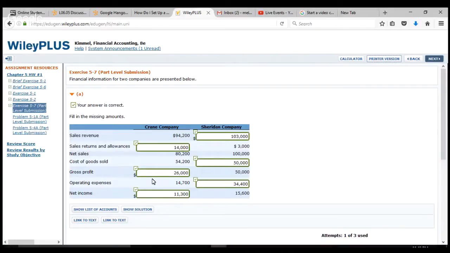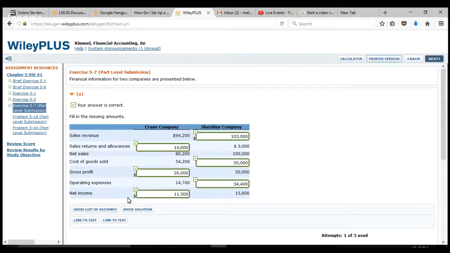Now to get the gross profit, you take your net sales minus your cost of goods sold. So you have your 80,200 minus 54,200, and then you get your gross profit of 26,000.